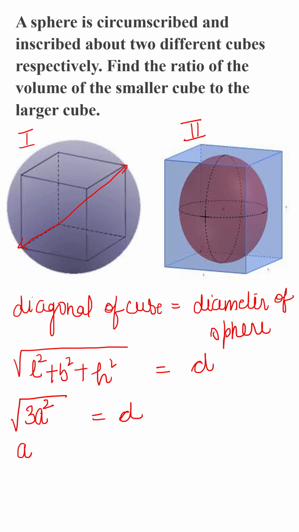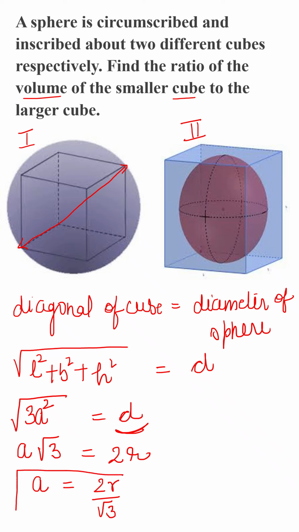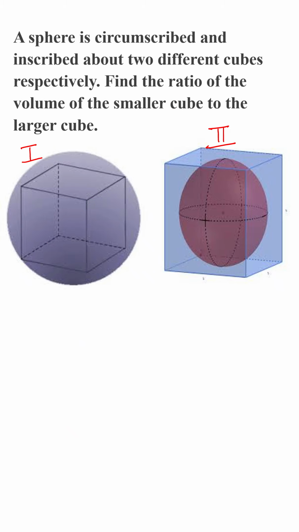Now a can come out of the root, so root 3 a. Now change this diameter as twice the radius. Hence a, as we are finding the volume in terms of the cube, so let's find the side of the cube and write it in that form. So a is equal to twice the radius upon root 3. Now let's solve the second one.